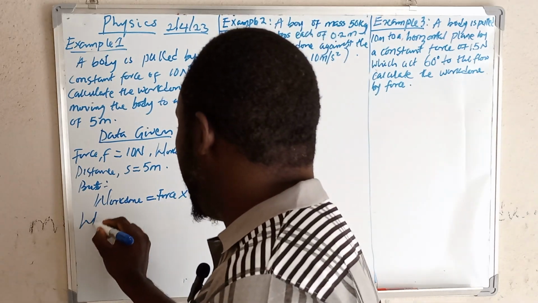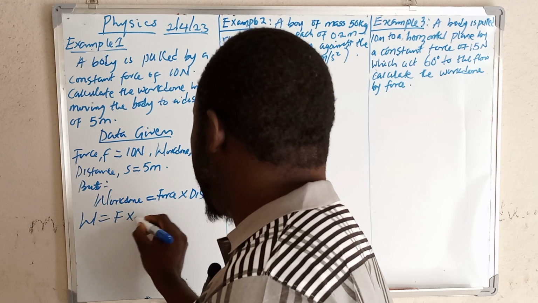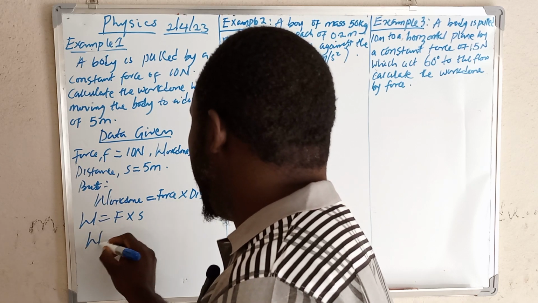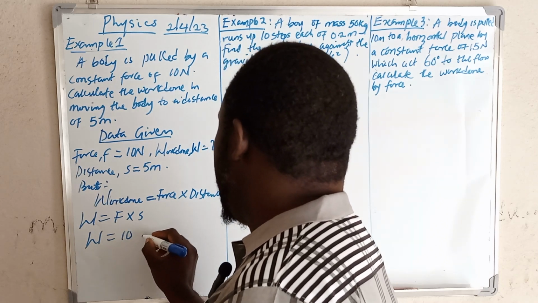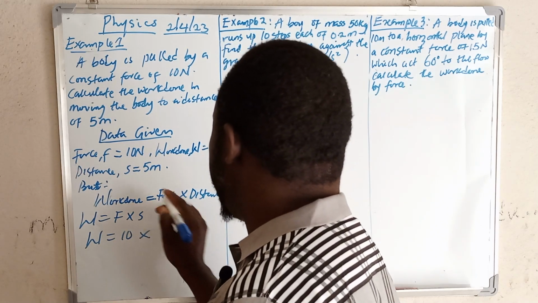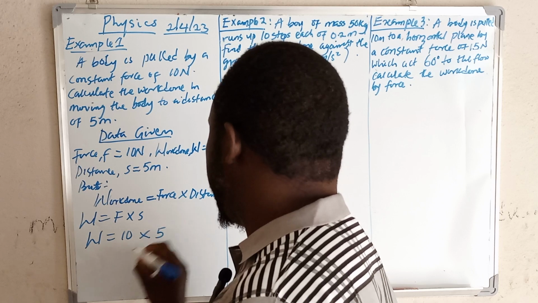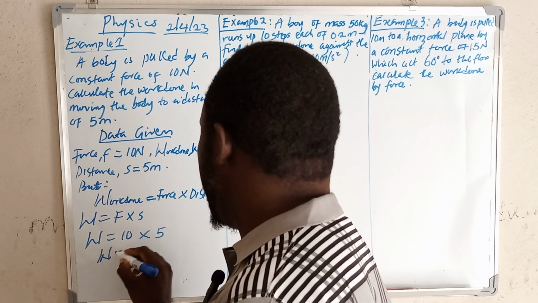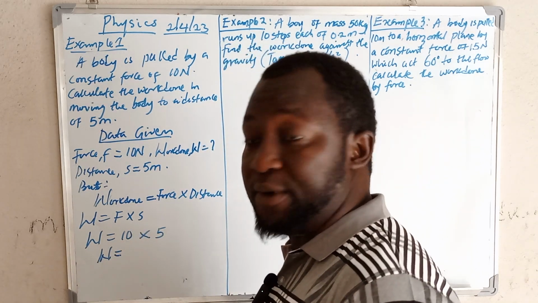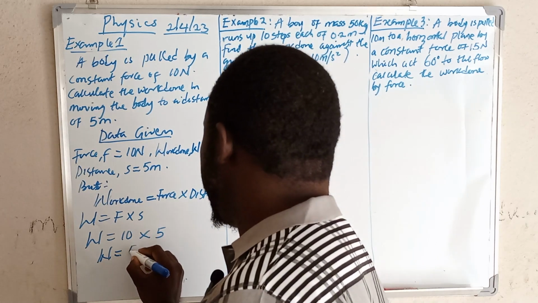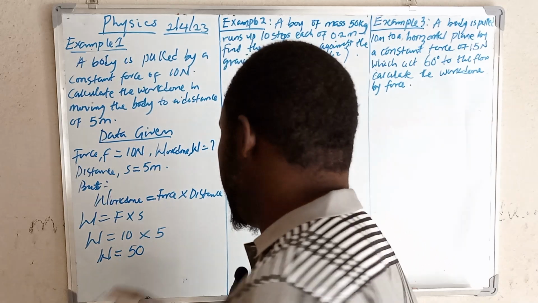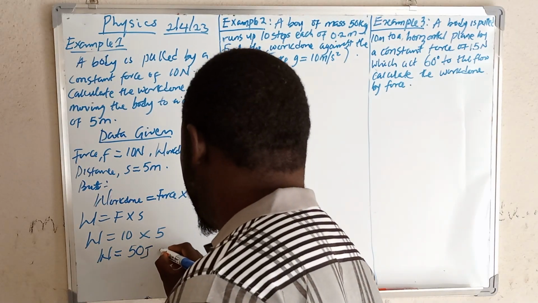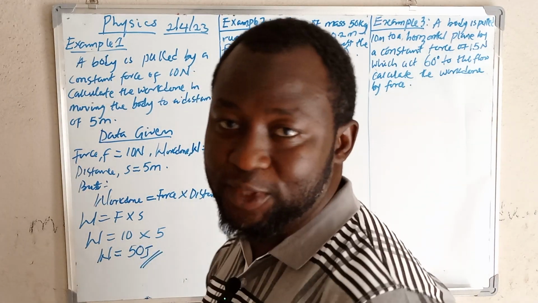Then we can say W is equal to F times S. Then W is equal to, what is the force? Force is given as 10 Newton multiplied by distance, which is what? 5 meters. Then our work done will be equal to 10 multiplied by 5, which gives us 50. The SI unit of work is joules. 50 joules. That's about this case.